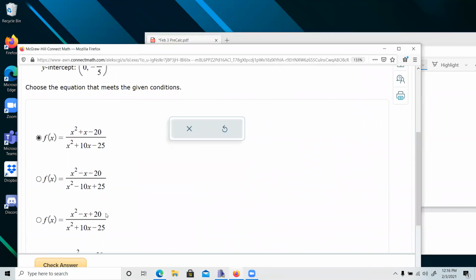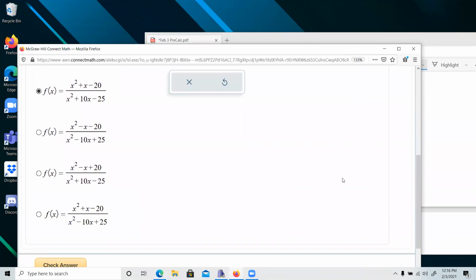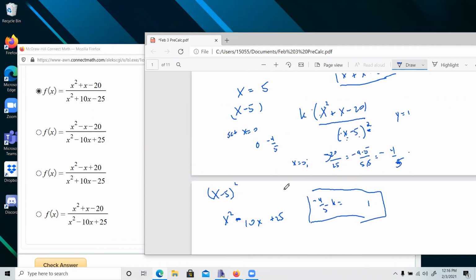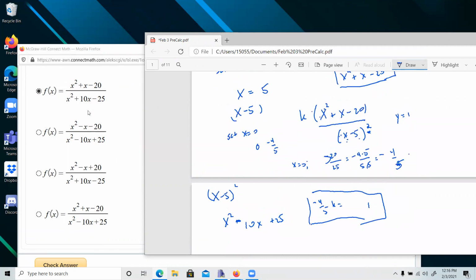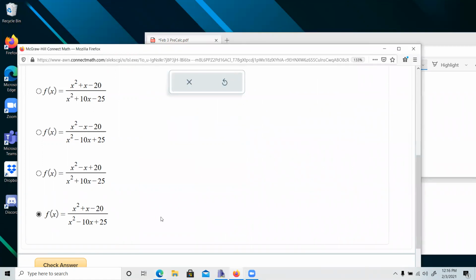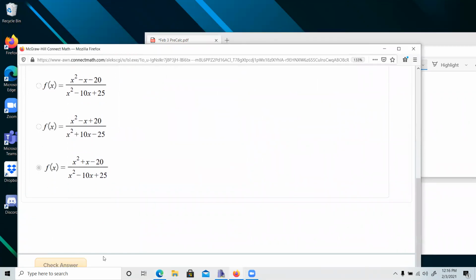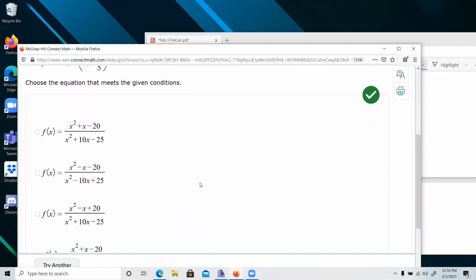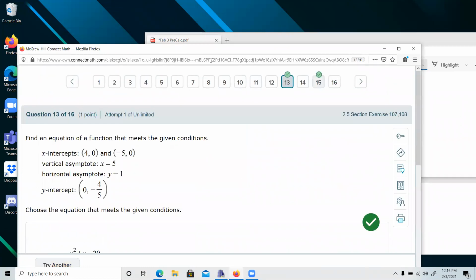This one's a possibility, and the bottom one's a possibility, right? Because we're looking for that format, and that's the first and the third. And then the bottom looks like it's got x squared minus 10x plus 25. So I'm thinking it's that one. All right, and it didn't yell at me, so I'm pretty okay with that.